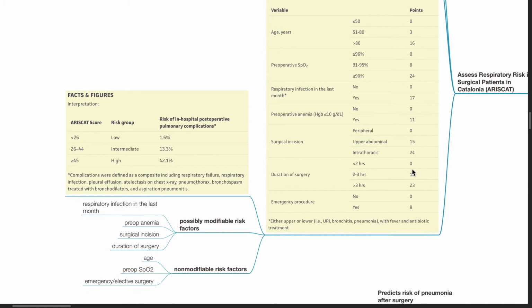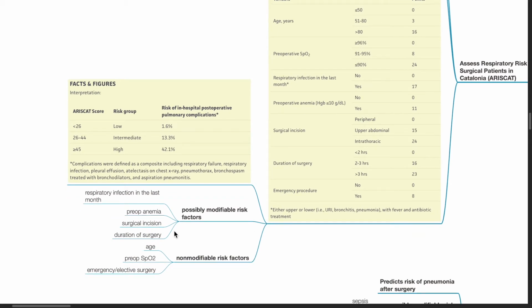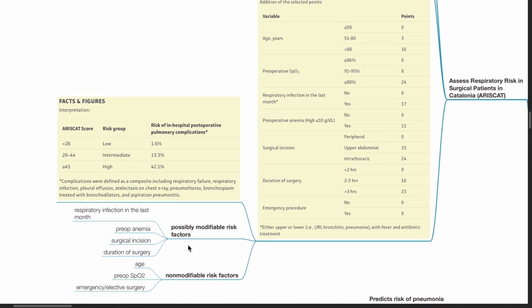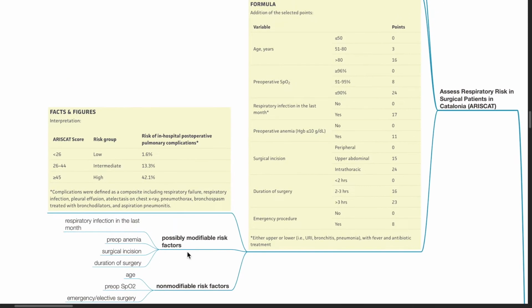Possible modifiable risk factors include respiratory infection in the last month, preoperative anemia, surgical incision, and duration of surgery. Non-modifiable risk factors include age, preoperative SpO2, and emergency or elective surgery.